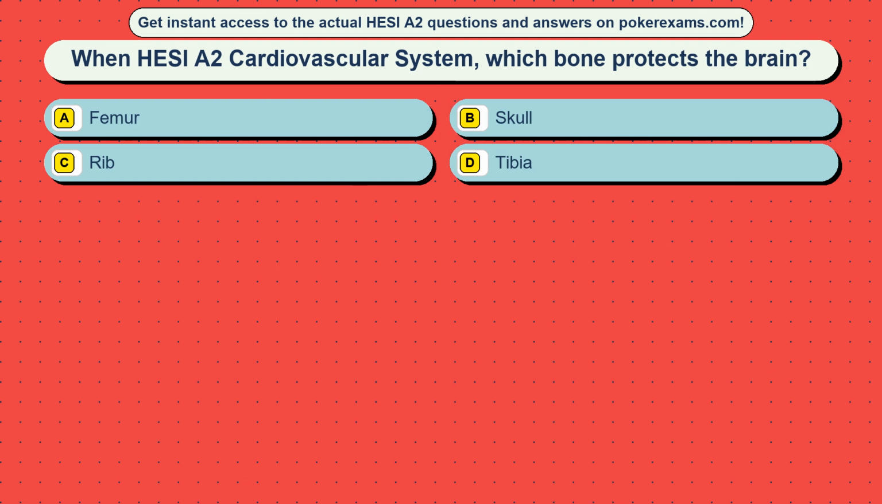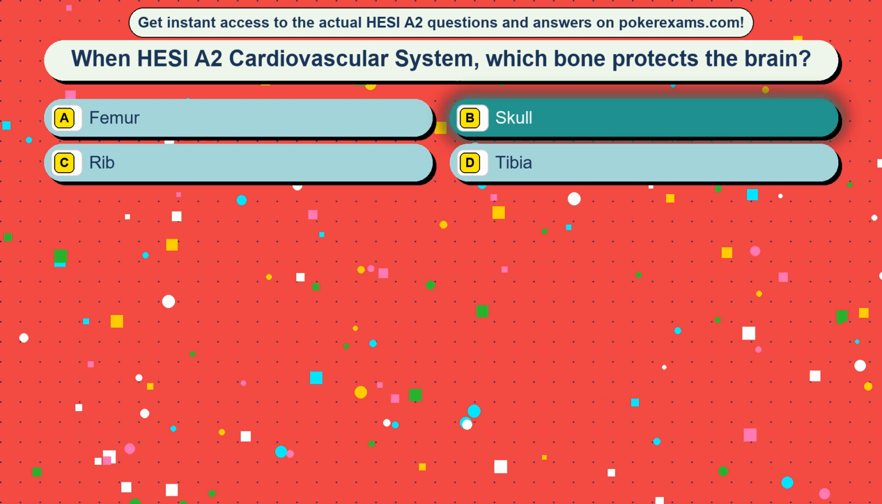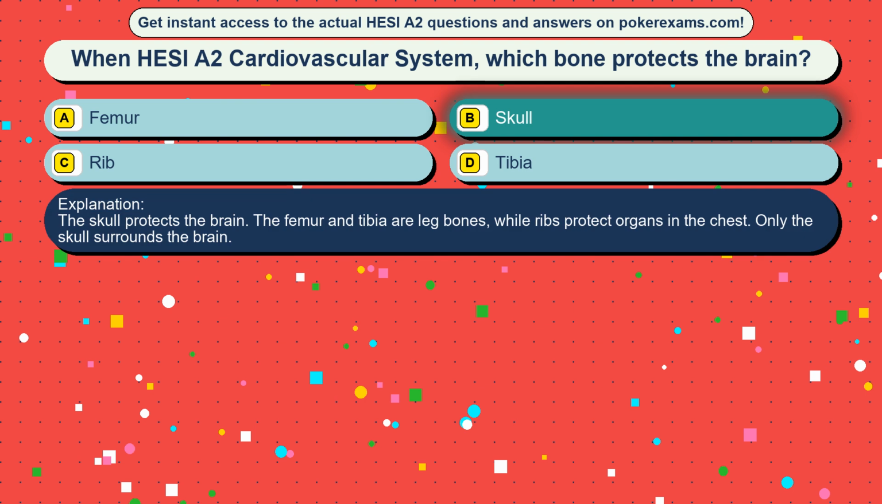Question 29. When HESI A2 cardiovascular system, which bone protects the brain? Option A femur, option B skull, option C rib, option D tibia. The correct answer is option B, skull. The skull protects the brain. The femur and tibia are leg bones, while ribs protect organs in the chest. Only the skull surrounds the brain.